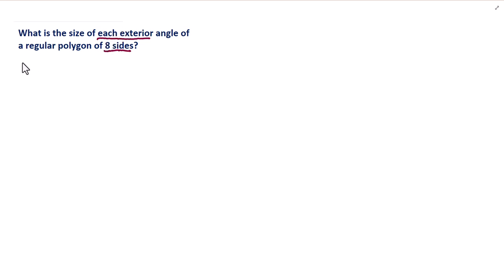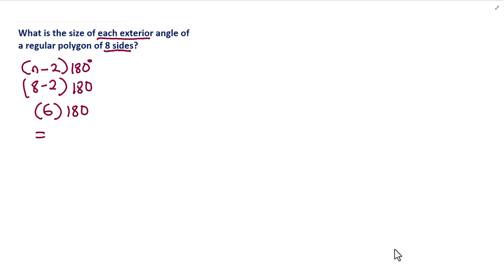That simply means we have to employ the formula for interior angles. The sum of interior angles of a regular polygon is (n minus 2) times 180 degrees, where n is the number of sides, and for the number of sides we'll have 8. So (8 minus 2) times 180. Let's do that. 8 minus 2 is 6. 6 times 180, so we'll have to multiply 6 by 180.